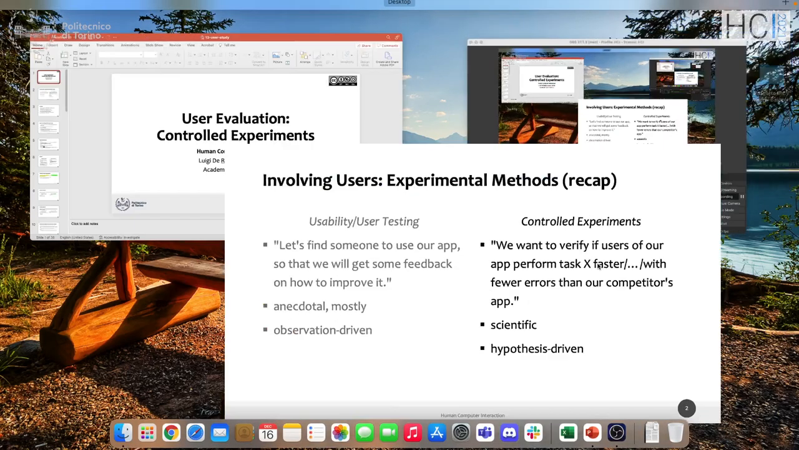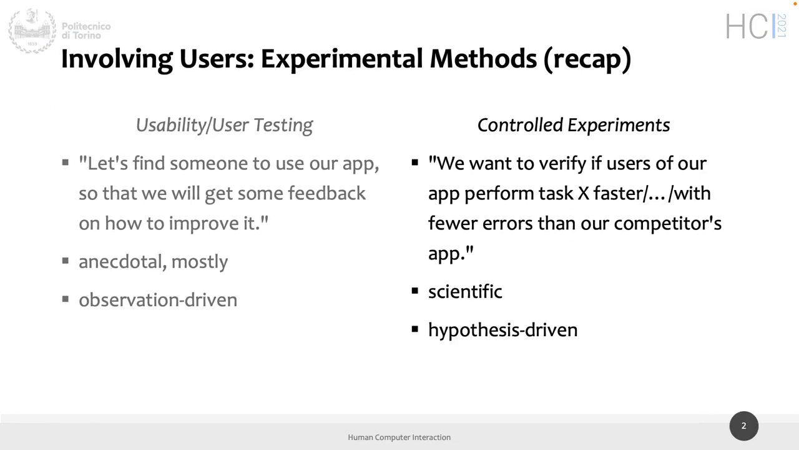In control experiment, we instead move to a more scientific and hypothesis-driven approach. So we don't want to have a bunch of people testing our application in general with some tasks for getting usability errors, usability mistakes. We want to verify something very, very specific. We want to verify if participants of our study, if users of our application perform a specific task better, faster, with less error, etc., one of these, better than another version of the application, another application like ours, etc.